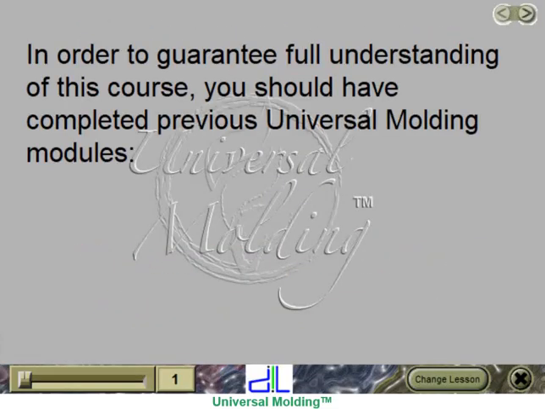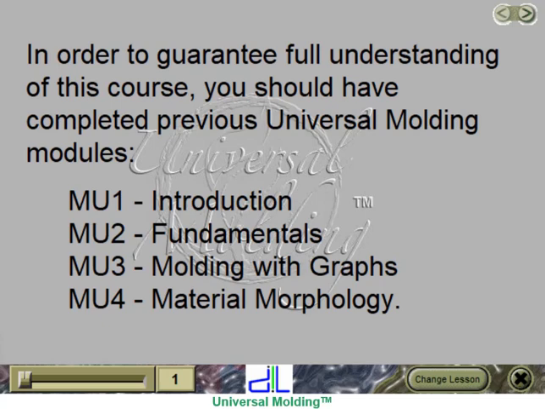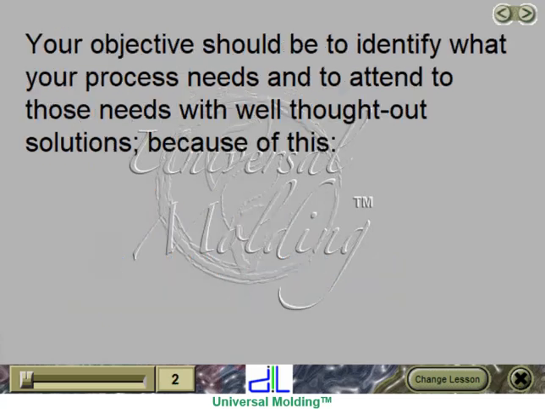In order to guarantee full understanding of this course, you should have completed previous universal molding modules: MU1 Introduction, MU2 Fundamentals, MU3 Molding with Graphs, and MU4 Material Morphology. Your objective should be to identify what your process needs and to attend to those needs with well-thought-out solutions.